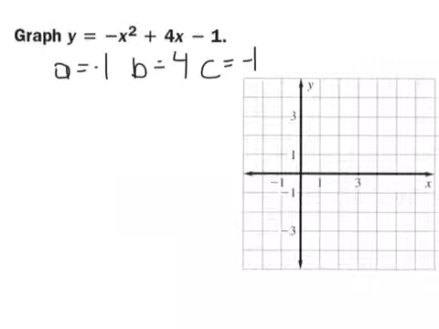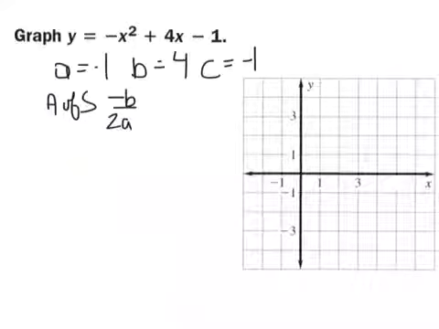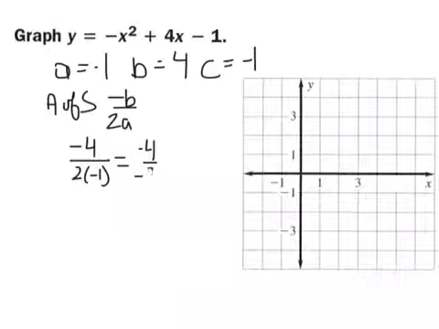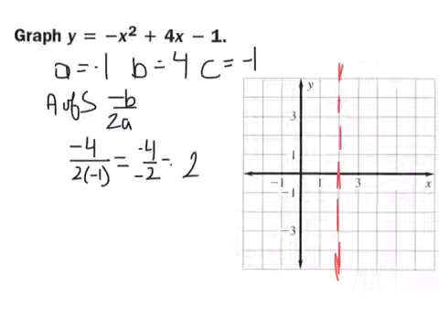So I need to find my axis of symmetry, which is -b over 2a. For this problem, I have -4 over 2 times -1, which is really -4 over -2, which is 2. So my axis of symmetry is right here on this dashed line where x is equal to 2. And remember that is also the first coordinate of my vertex.